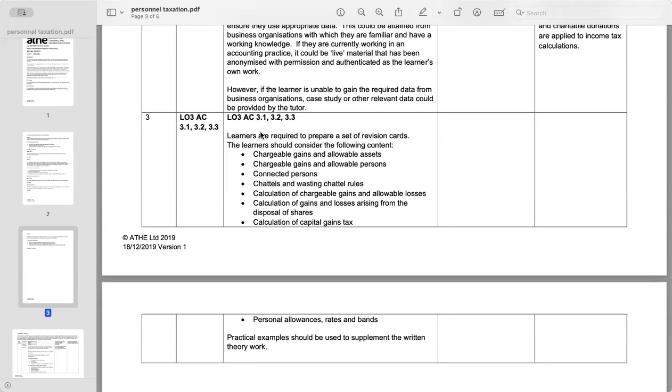So your revision cards should be well structured and concise, providing clear explanations of each concept. Practical examples should be included to support the written theory work, helping to reinforce understanding. So ensure your revision cards cover all required content comprehensively, demonstrating your knowledge and ability to communicate complex concepts effectively.